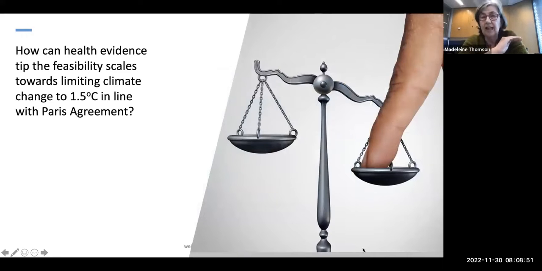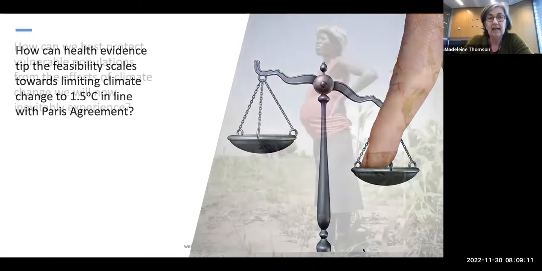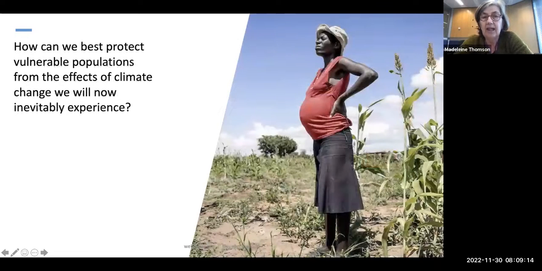So in that context, I want to say something about our strategy here at the Wellcome Trust in terms of climate. And really, it's how can we use health evidence to tip the feasibility scales towards limiting climate change to the 1.5 degrees in line with the Paris Agreement? And how can we best protect vulnerable populations from the effects of climate change we will now inevitably experience?